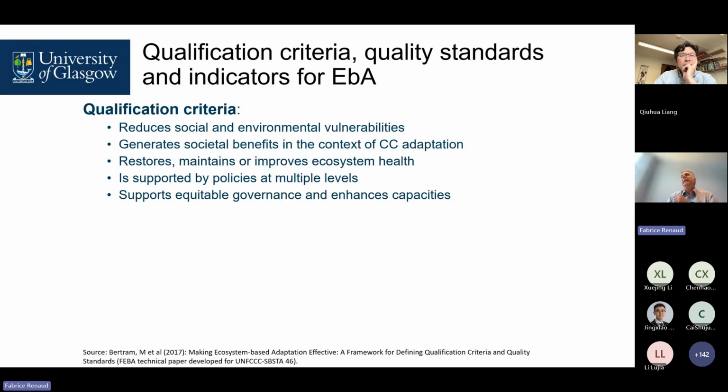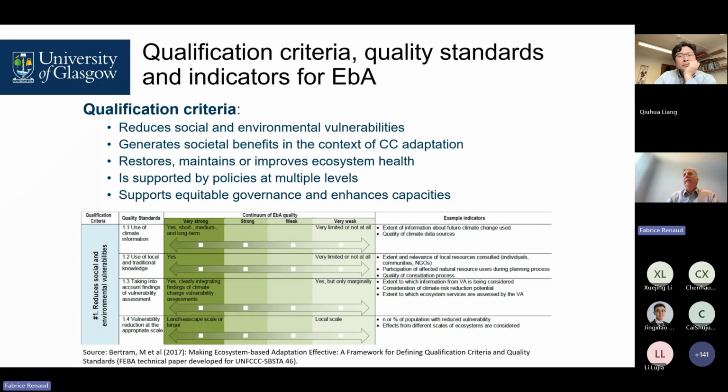We can also now increasingly base these assessments on knowledge and also propose indicators from the approaches that I have mentioned before. So here you have the qualification criteria for ecosystem-based adaptation, where an action is considered an ecosystem-based adaptation if it reduces social and environmental vulnerability, if it generates social benefits in the context of climate change adaptation, etc. And with that comes some more specific guidance. So if you take reduces social and environmental vulnerabilities, which is the first qualification criteria, you can see quality standards in the second column, but you can see also example indicators in the last column. And where pertinent, some of these indicators can then inform your risk assessment framework.